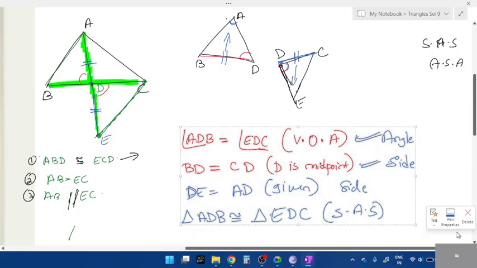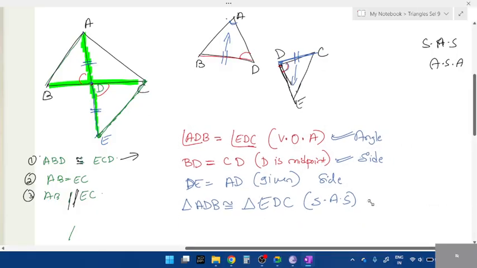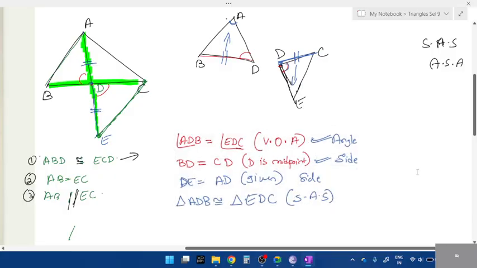Yes, make a note. This is the first one. So first thing you have to figure out, students. There are four criterion. Two are eliminated, so there are only two possibilities. So the answer is side angle side.